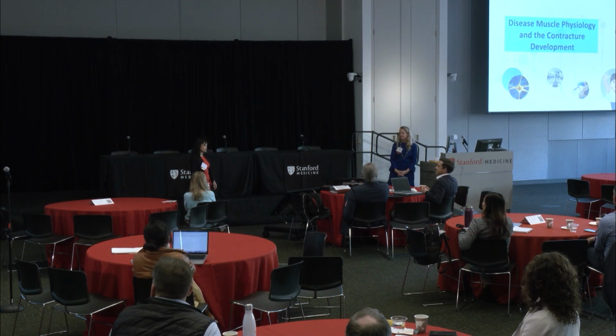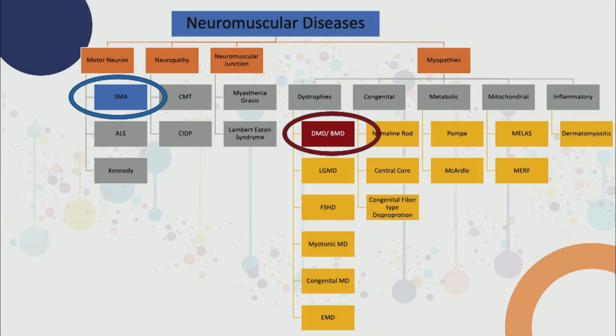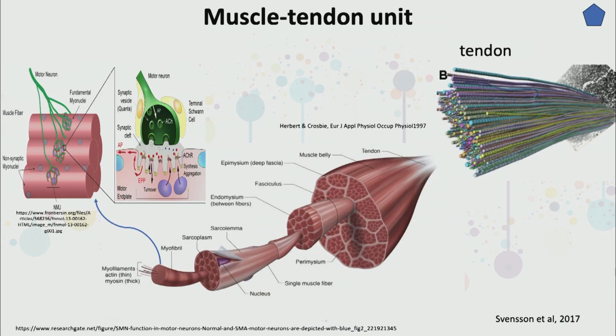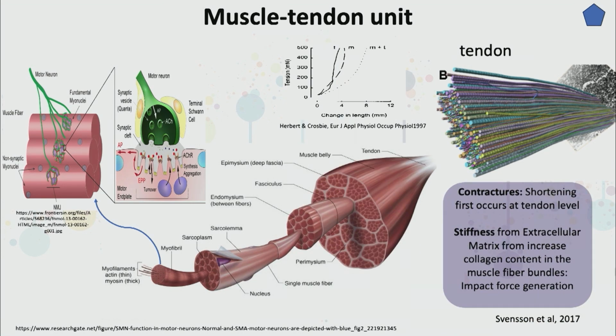So let's first start with muscle physiology. We thought we'd start with a 30,000-foot view. SMA is a motor neuron disease, while Duchenne is a dystrophinopathy under the myopathy umbrella. I'm not going to go into details because Tanya did a wonderful job explaining muscle physiology, but when looking at contractures, we really want to concentrate on the tendon and the muscle fibers, and that's what is applicable in Duchenne. In SMA, it impacts the motor neuron and its innervation into the specific muscle fiber. But in regards to contractures, we really want to talk about what contractures are and where they are happening.